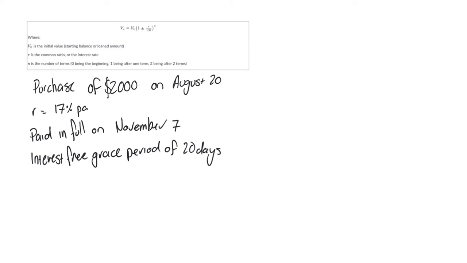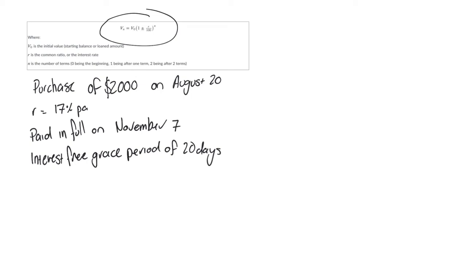So the interest rate on this credit card is 17% per annum, so it's a yearly interest rate. And we're going to pay off this credit card in full. So whatever's owing on the credit card, we're going to pay it off on November 7th. Now this credit card has an interest-free grace period of 20 days.